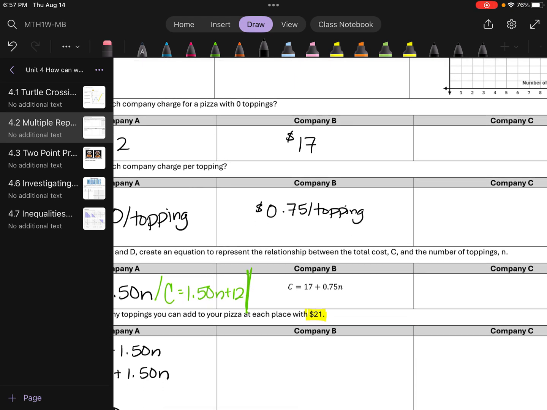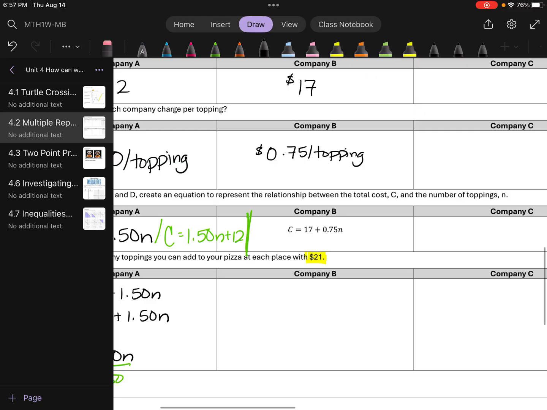I already have the equation, so I don't need to write it. But I'm going to figure out how many toppings I can get for $21. So I've got 21 is equal to 17 plus 0.75n. I want to do the same thing where I try to get the n by itself.